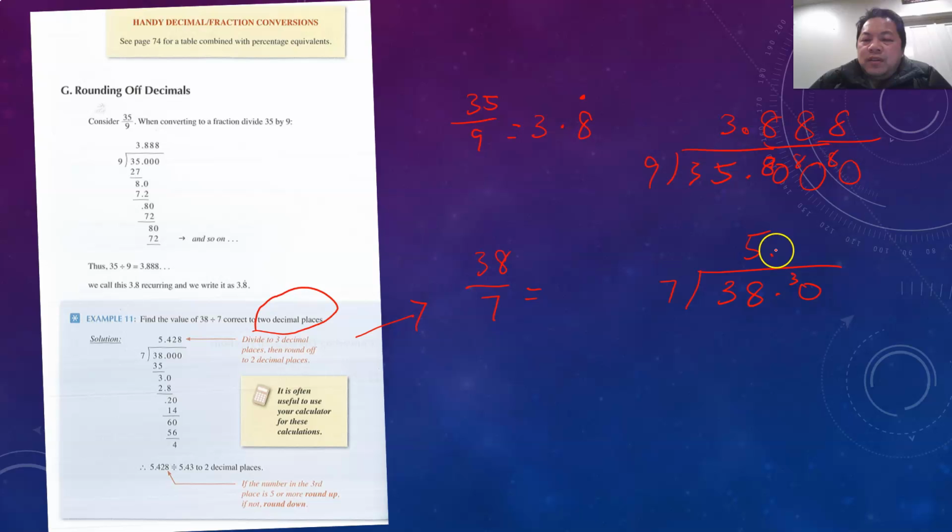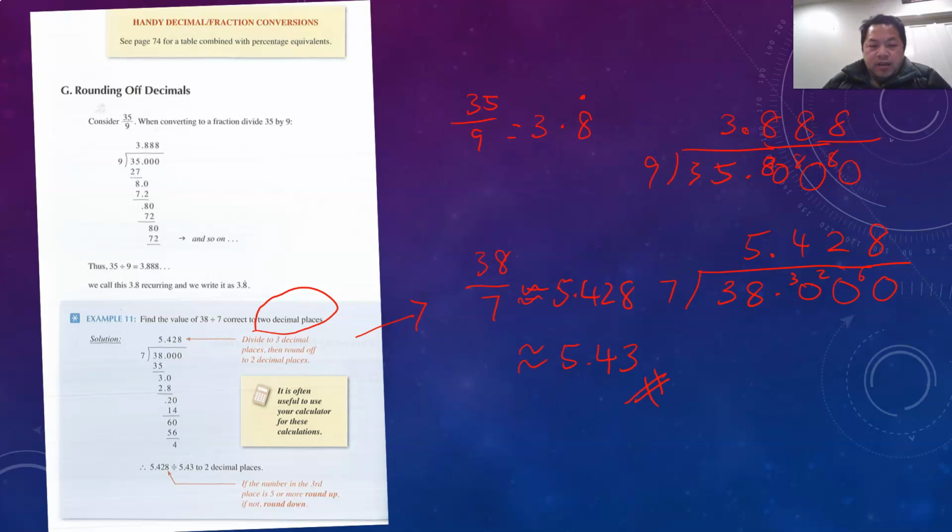Okay, so do follow what I'm doing now. 38 divided by 7. So again, you have 5, 0, remainder is 3. 30 divided by 7 is 4. 28, remainder 2. 20 divided by 7 is 2, and remainder is 6. Remember, correct to 2 decimal places, working to 3 decimal places. 60 divided by 7 is 8. You need to ignore the rest. So by right, it is 5.428. When you round off to 2 decimal places, that's how you get 5.43 as the answer. Okay, got it?